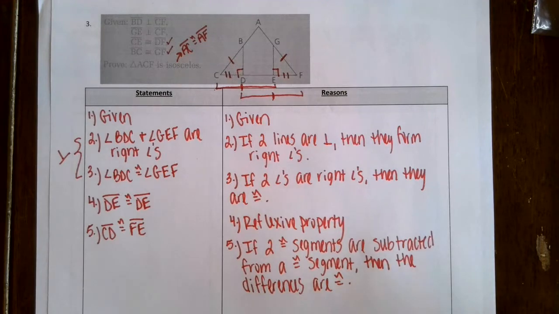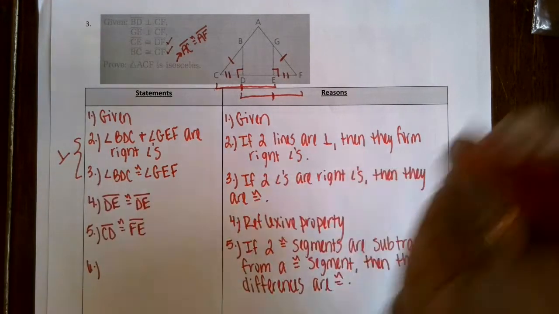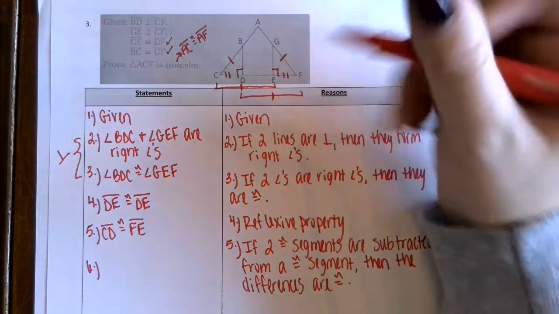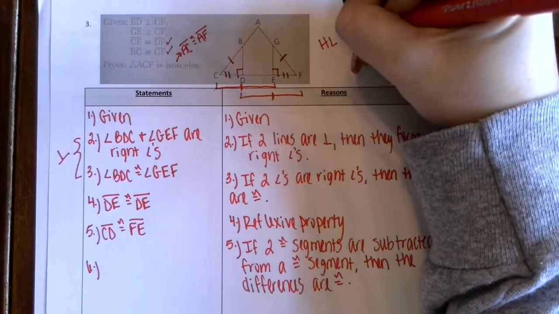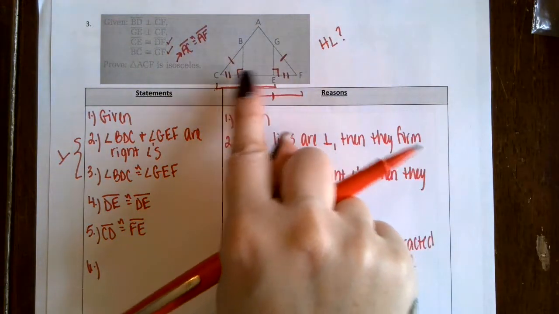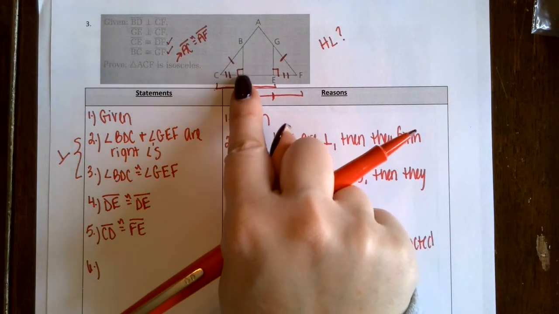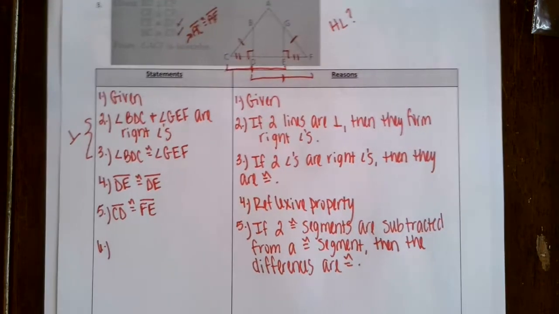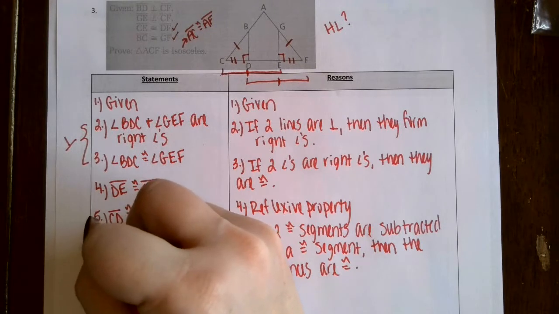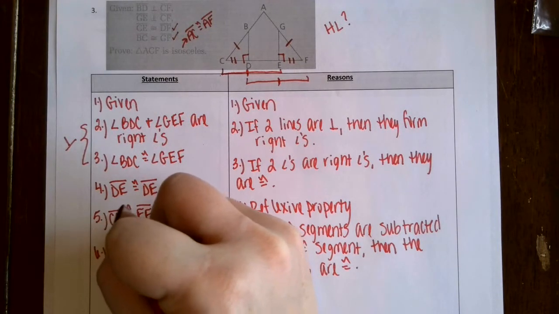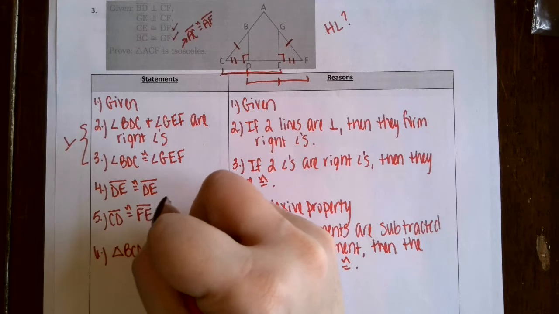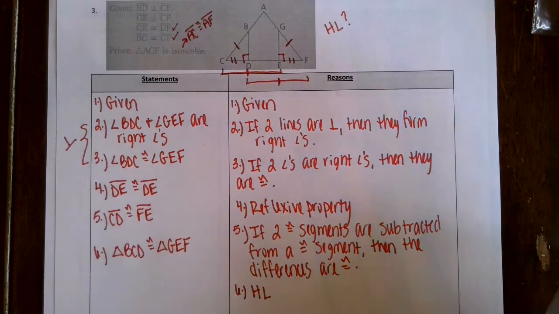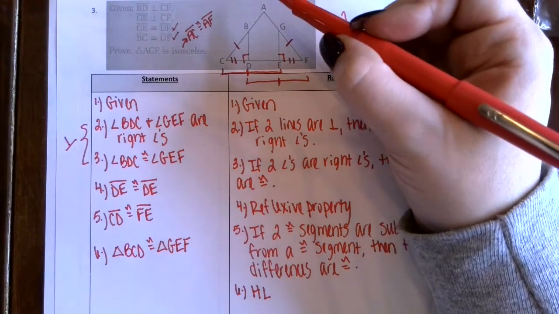Okay, so if I look now, I have three things, but this does look like angle side side. So what I want to check for is this HL. Do I have a right angle, which I do, and do I have the hypotenuse, which is the side opposite the right angle, which I do. So this would give me HL. So triangle BCD is congruent to GEF by HL.